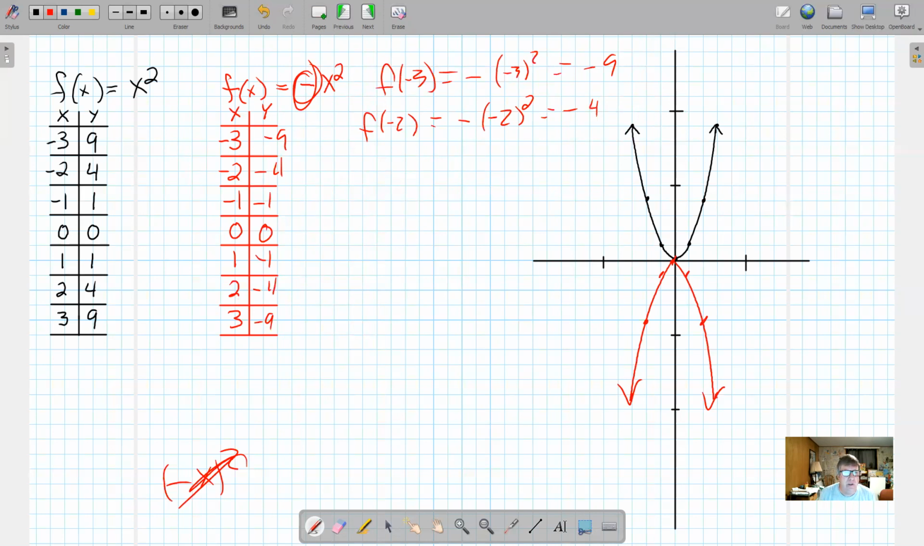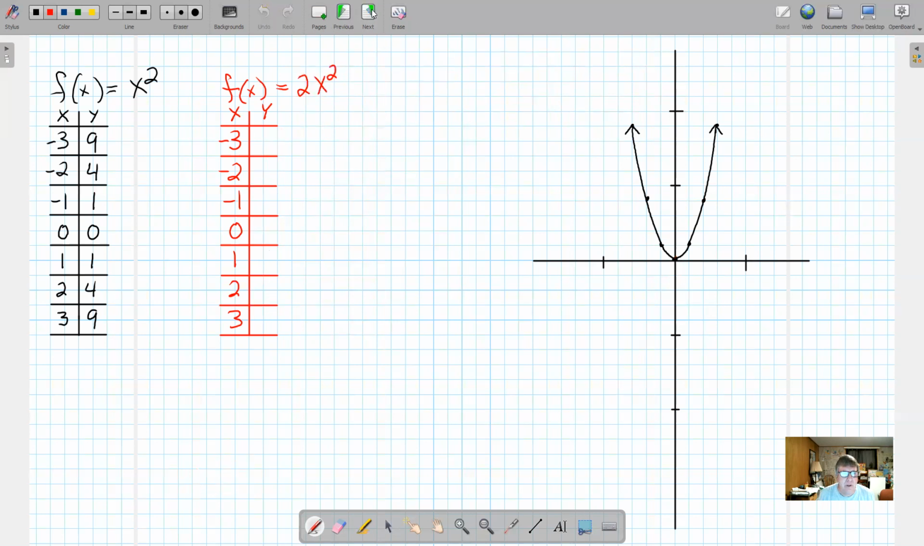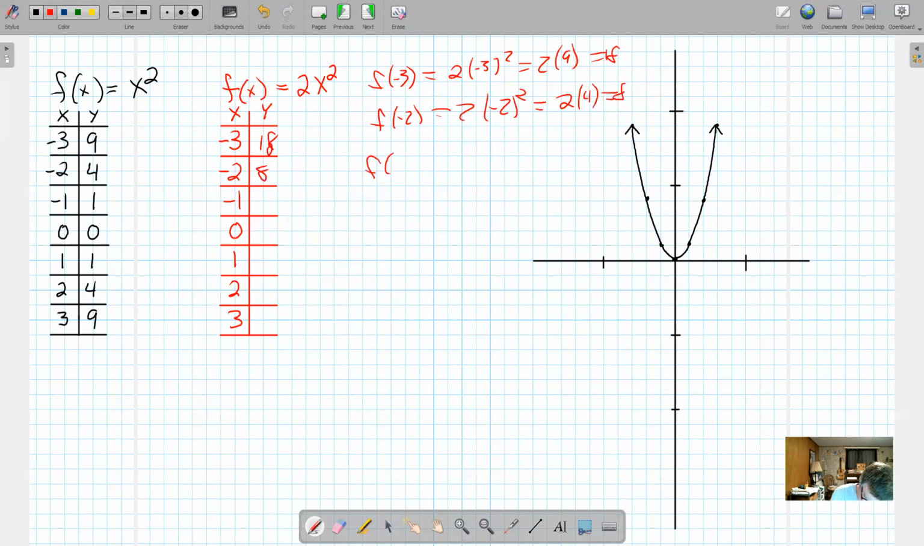And let's see here. What about this? What if we put a coefficient in front of x rather than just a positive one or a negative one? What does the 2 do? Well, f of negative 3 is going to be 2 times negative 3 squared, which is 2 times 9, which is 18. F of negative 2 is going to be 2 times negative 2 squared, which is 2 times 4, which is 8. F of negative 1 is going to be 2 times negative 1 squared, which is 2 times 1, which is 2.